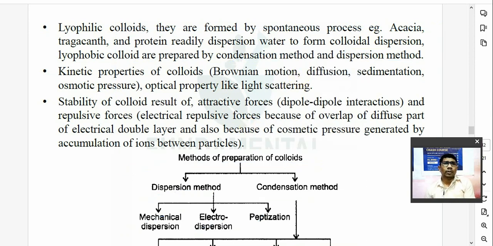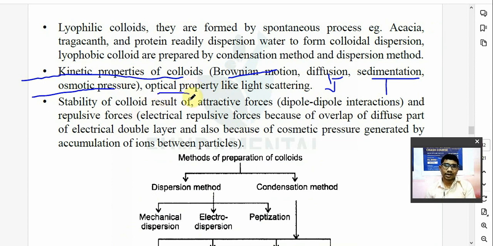Now kinetic properties of colloids. Kinetic properties of colloids में Brownian motion रहेगा, diffusion of colloids, sedimentation of colloids. जैसे Brownian motion, diffusion में Fick's law is applicable. Sedimentation में rate of settling, so over there Stokes law is applicable. Then osmotic pressure, then optical properties.